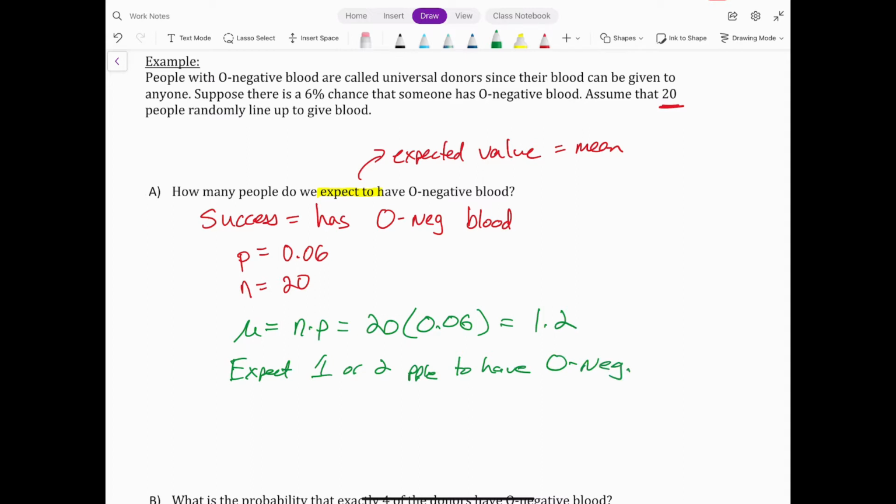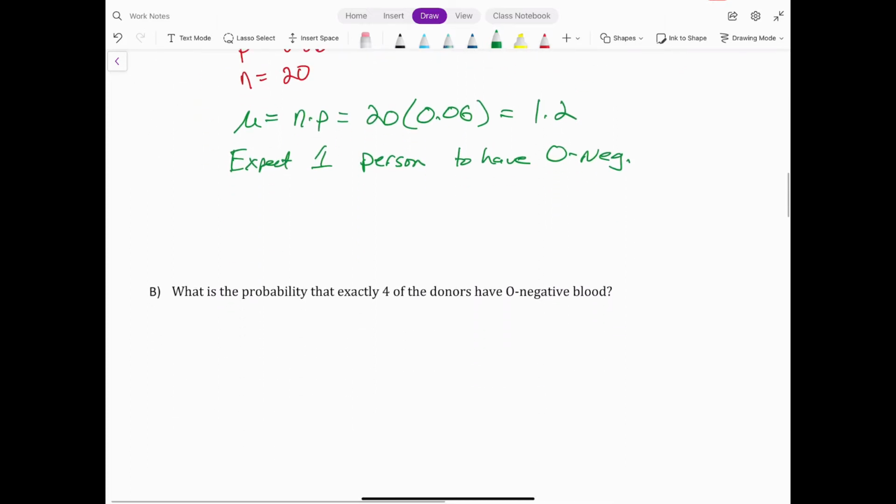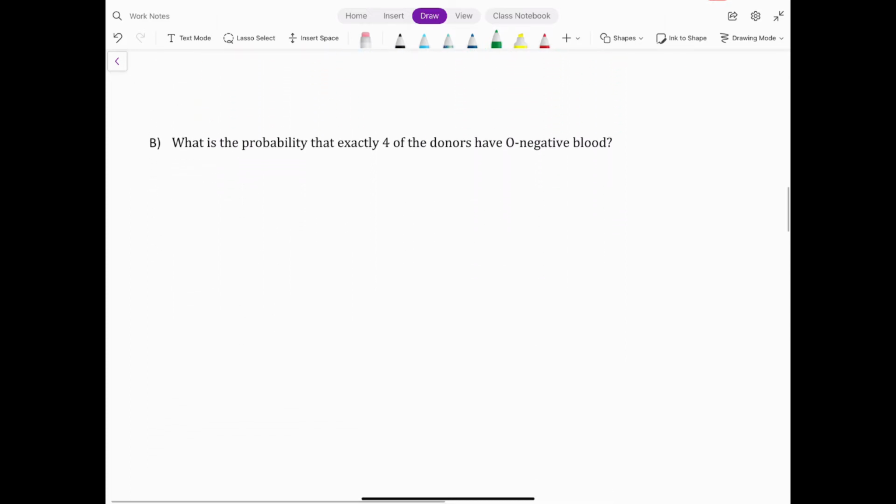Be careful when you do your homework. If they ask you to round to the nearest decimal place, the answer here would be 1. We expect one person to have O negative blood. All right, moving along. What is the probability that exactly 4 of the donors have O negative blood?